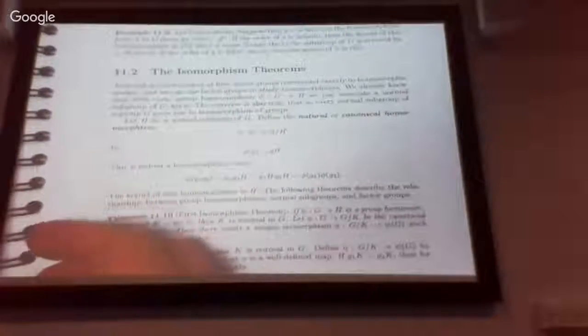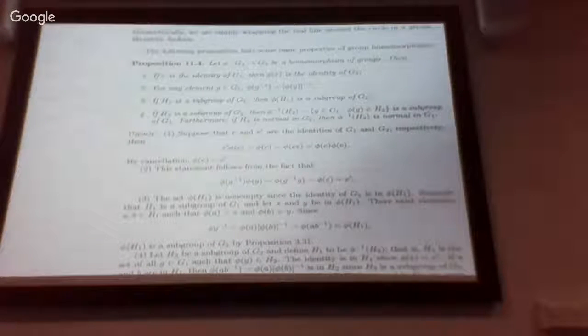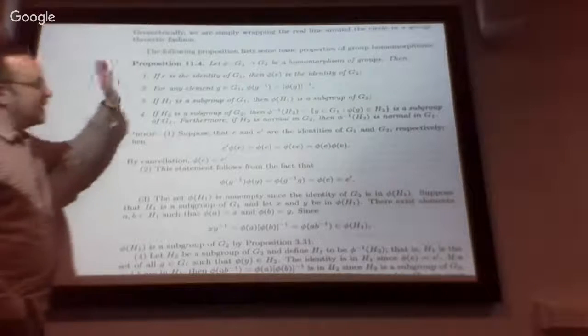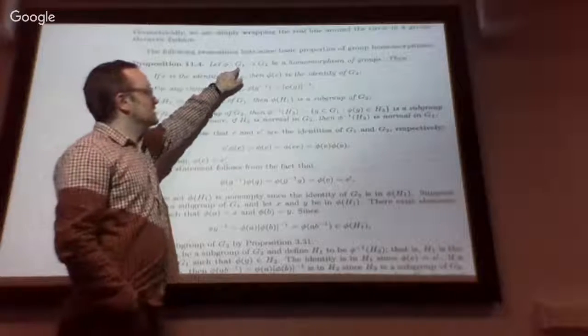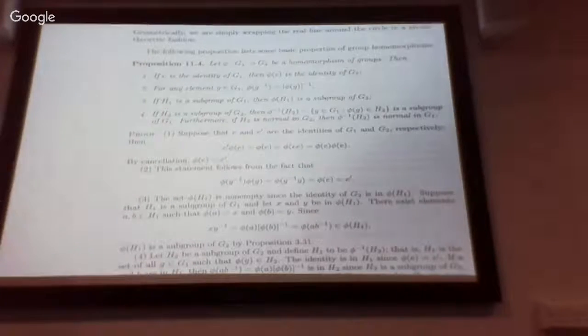And then what we spent some time on last time was proving proposition 11.4, which gathers together a lot of basic properties that are satisfied when there is a homomorphism between two groups. Very natural looking properties. A homomorphism must map the identity from the domain group to exactly the identity in the codomain group. Okay, so that says something about mapping one group structure onto another one.